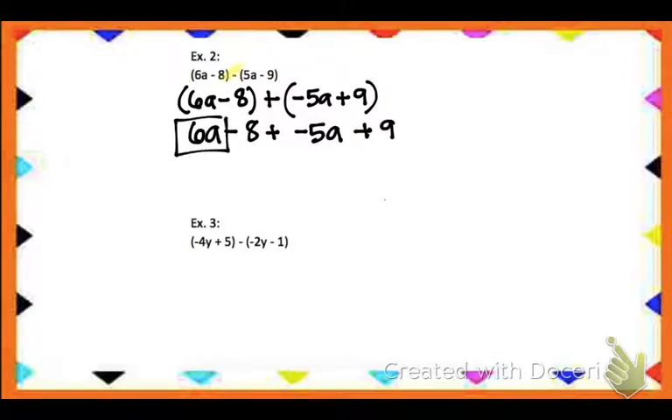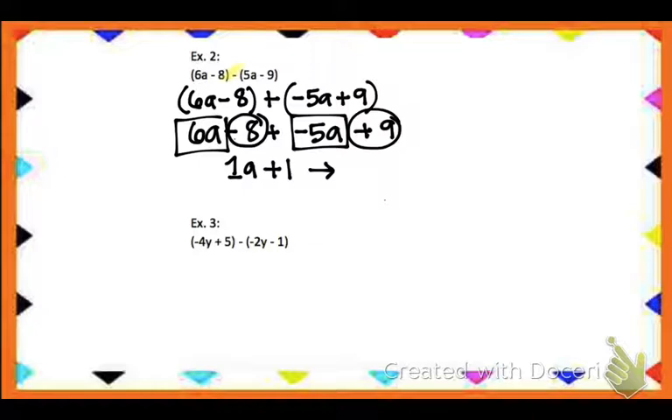My like terms are positive 6 and negative 5. That gives me a 1a. And then negative 8. Keep that negative in front of 8. Positive 9. So be careful not to get 17, but you should get positive 1. We're going to rewrite that. Let's keep that first coefficient invisible as just a plus 1 instead of 1a plus 1.